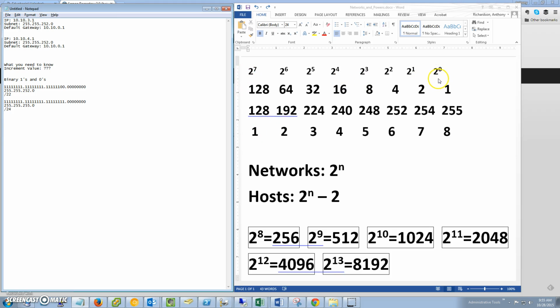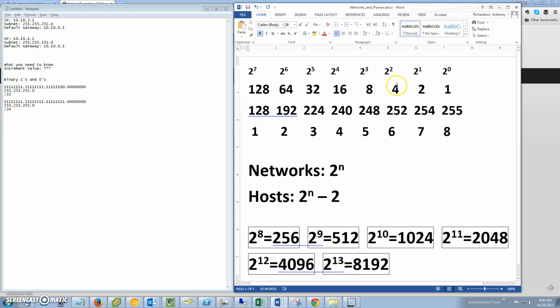Remember back to your power days, remember 2 to the 0. Anything raised to the 0 power is going to equal 1. I might be able to line these up a little bit more. But you kind of get the idea. I don't want to get too far into this formatting phase, but anything raised to the 0 power is going to equal 1. 2 raised to the 1 power is 2.